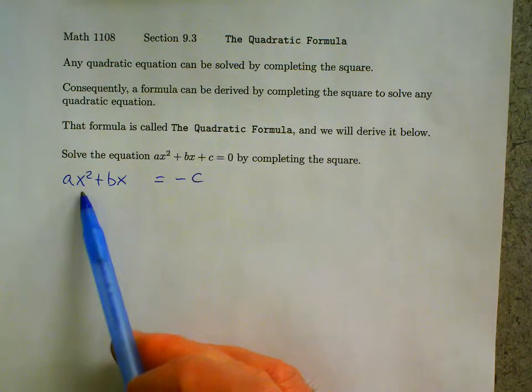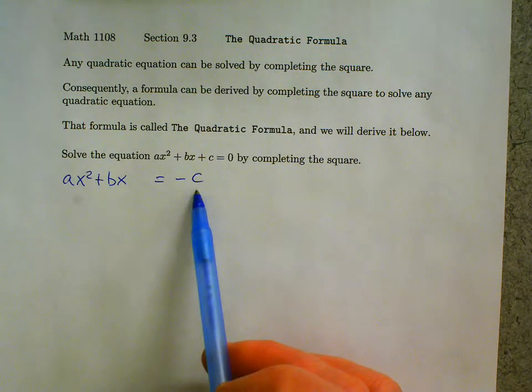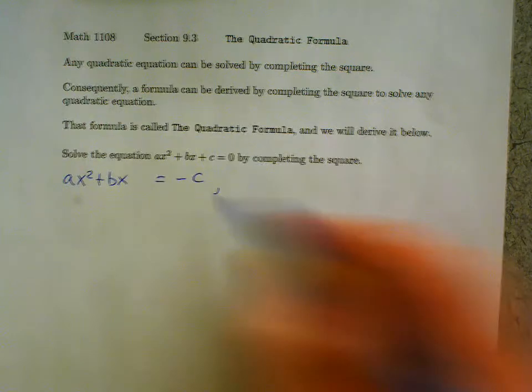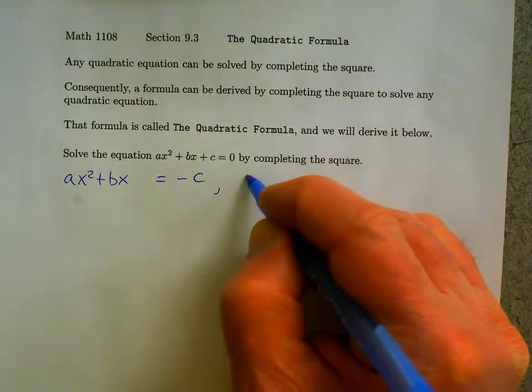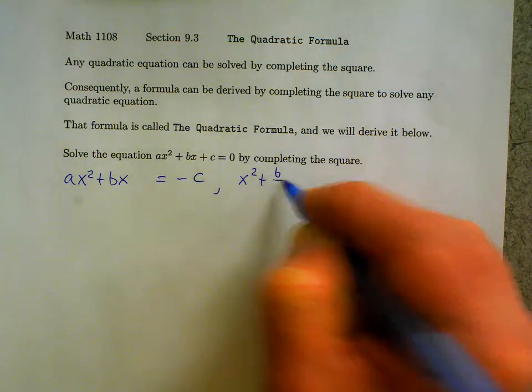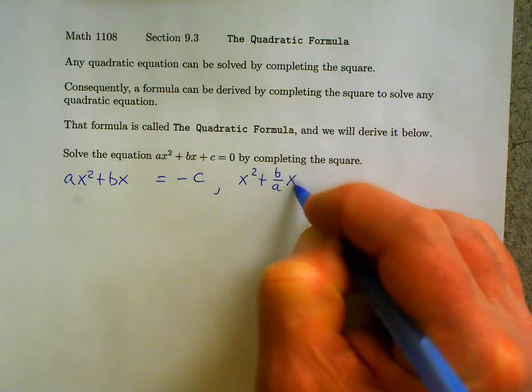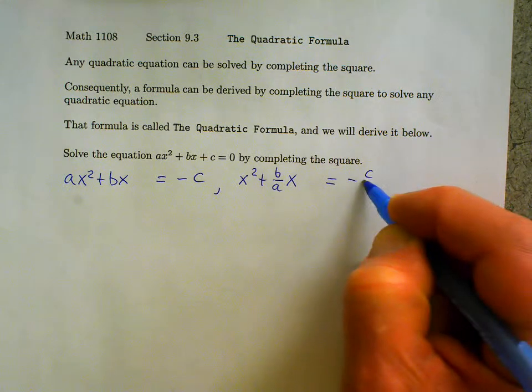The coefficient of x squared is a, so in the next step, we're going to divide every term on both sides by a. And when we divide every term on both sides by a, we get x squared plus b over a times x, and on the right-hand side, minus c over a.